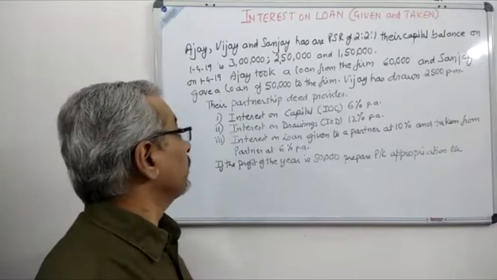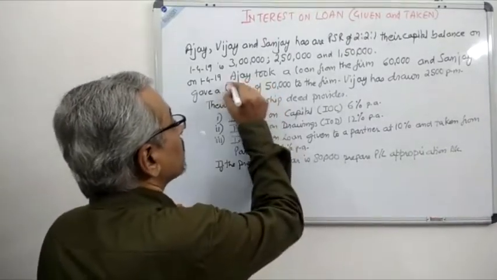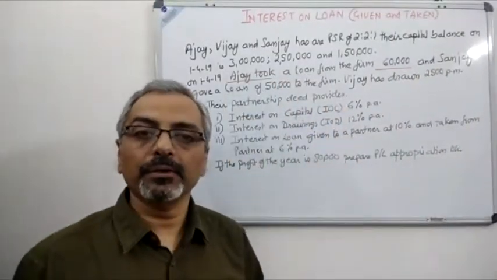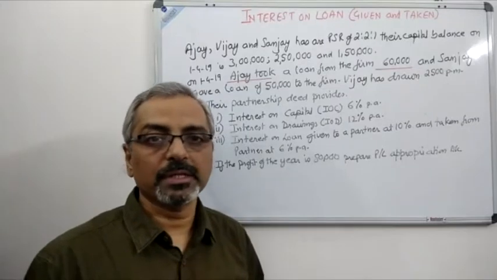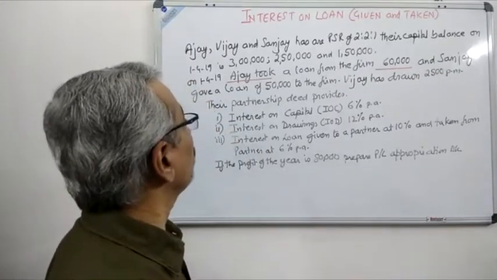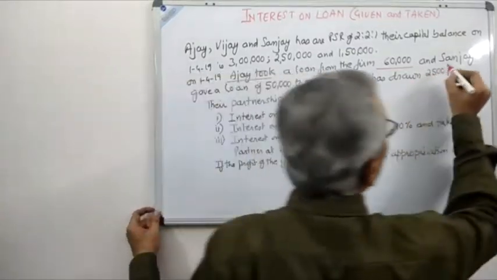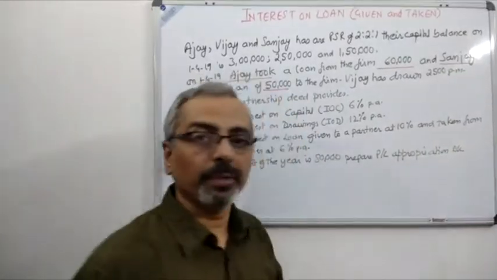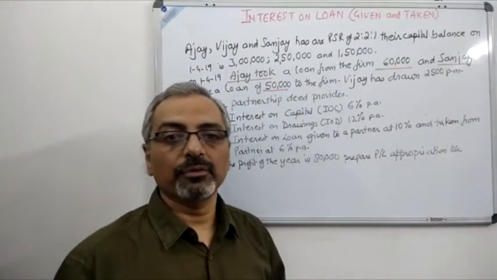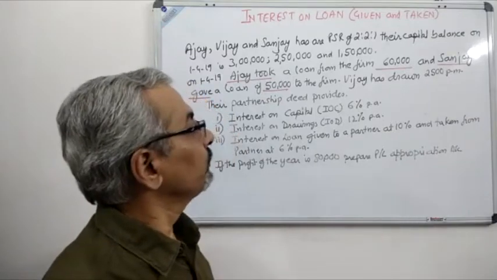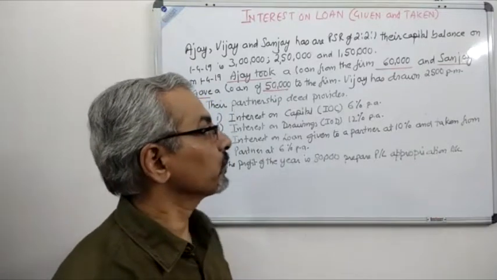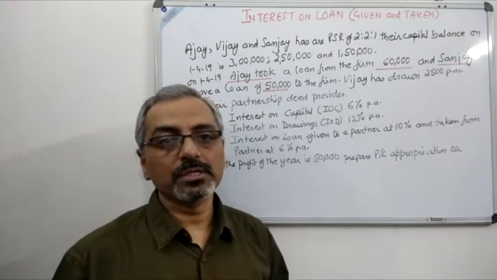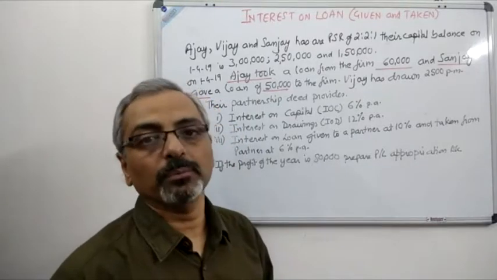On 1st April 2019, Ajay took a loan. See over here, Ajay has taken a loan, and how much loan has he taken? 60,000. So Ajay will pay interest to the firm on 60,000 at whatever percentage has been mentioned. Sanjay gave a loan. You can see over here, Sanjay has given a loan of how much? 50,000. So the firm will pay interest to Sanjay on the loan of 50,000 at whatever percentage is given. Vijay has drawn 2,500 per month. So all three partners have done something. You can see very carefully: Ajay has taken a loan, Sanjay has given a loan, and Vijay has withdrawn money from the firm.